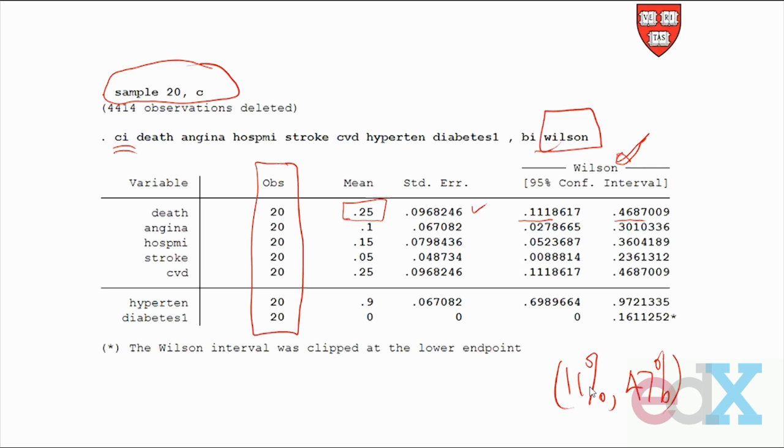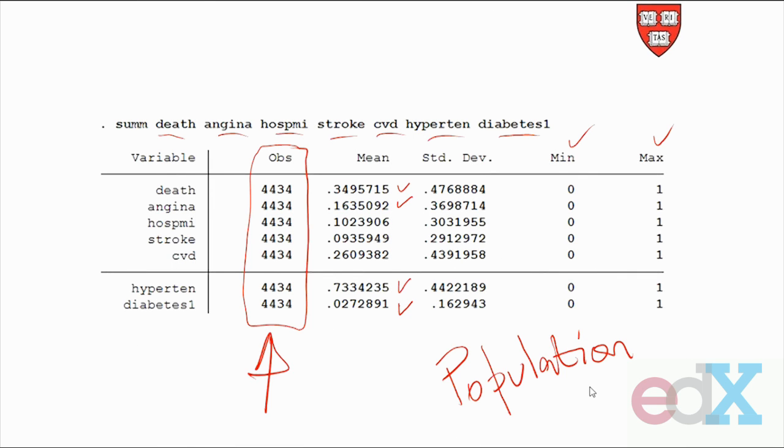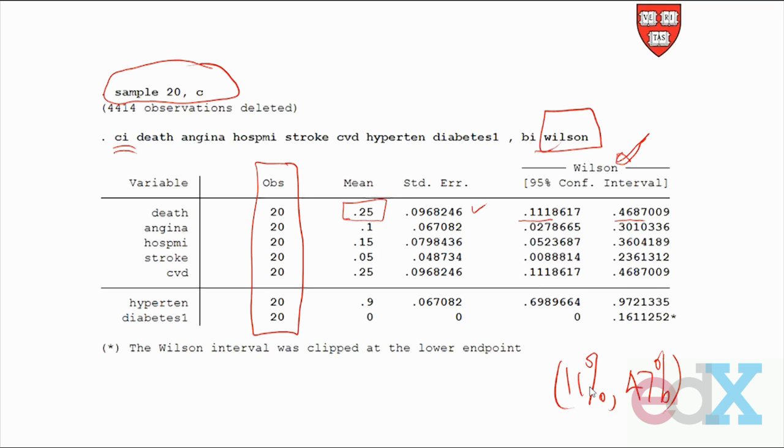And let's see whether that captures the true value. We have a 95% chance of capturing the true value, and there's the true value. The true value was 35%. So yes, in this case we were successful.